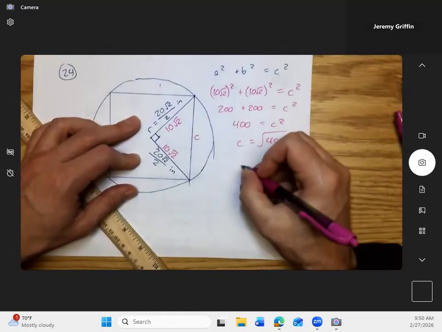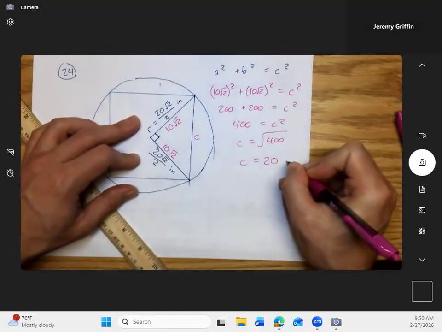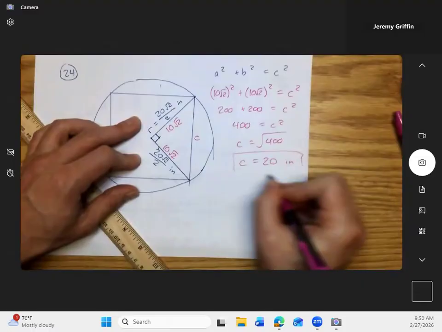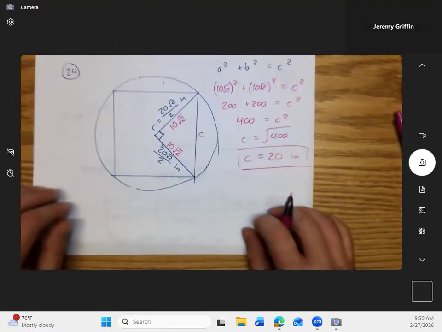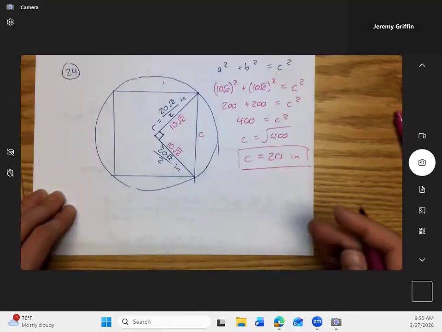Which should be 20, shouldn't it? 20? That's inches. Okay. Think that should be the answer? Okay. There's another way you could also have done this.